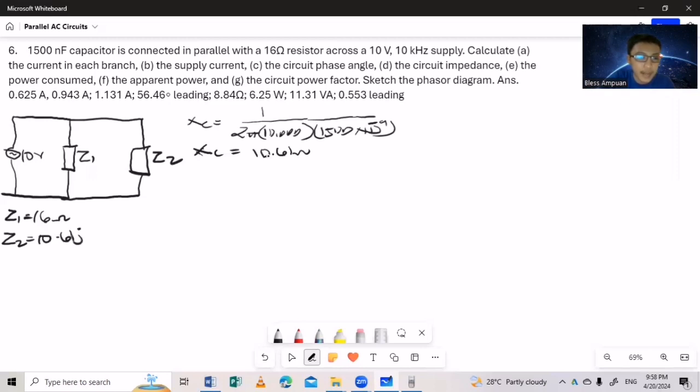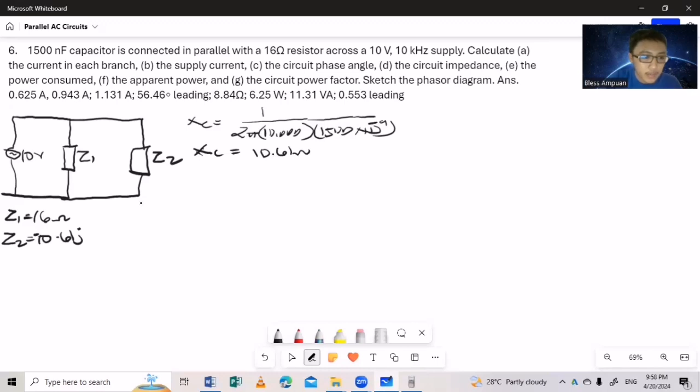So therefore, our Z sub 2 here is negative 10.61 J. Again, this should be negative as an indication that it is a pure capacitive branch. Now, our next goal is to solve for the total impedance.